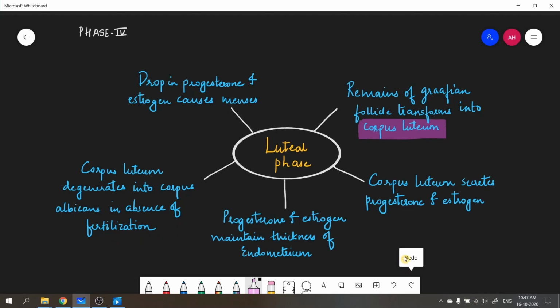So if fertilization has taken place, then progesterone and estrogen will be required because they maintain the thickness of the endometrium. So in that case, the corpus luteum will not degenerate. It will remain and it will continue to secrete progesterone until placenta formation takes place. And once the placenta forms, the placenta will take over the role of the corpus luteum and it will continue further secretion of progesterone. Alright, so that was all about the menstrual cycle.